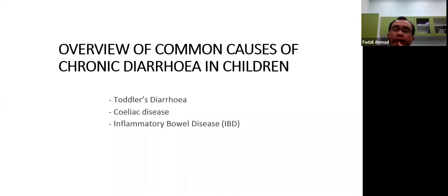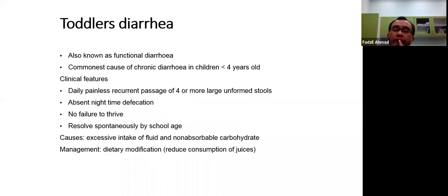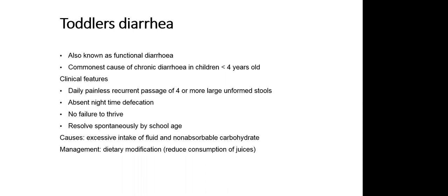Okay, so let's take a look quickly. Toddlers' diarrhea is also known as functional diarrhea. It is the commonest cause of diarrhea in children less than 4 years old, toddlers, so that's why the name is toddlers. It usually presents with painless passage of 4 or more large stools, absence of nighttime defecation, and no failure to thrive, and resolves spontaneously by school age. So it's benign, and the cause is thought to be due to excessive intake of fluid and non-absorbable carbohydrate. The management is usually dietary modification, so reduce the consumption of juice.